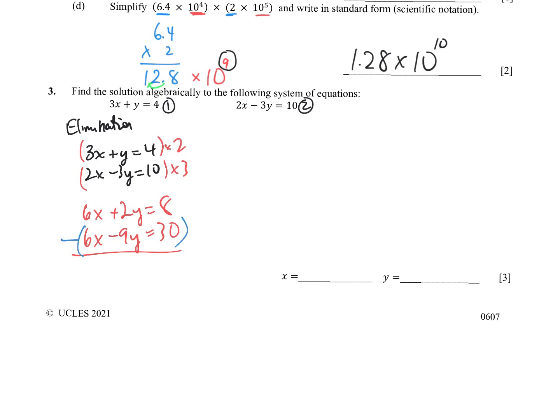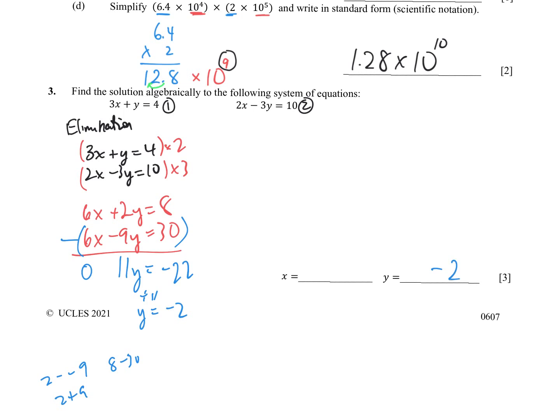6x minus 6x is 0. 2y minus negative 9y is going to be 2y plus 9y, which is 11y. And then 8 minus 30 is going to be negative 22. Divide by 11 and you get y equals negative 2. Negative 2, right?